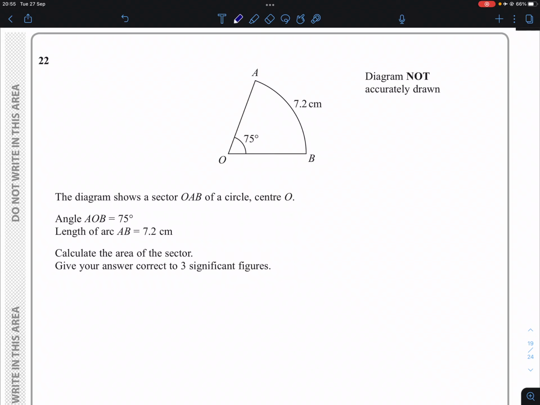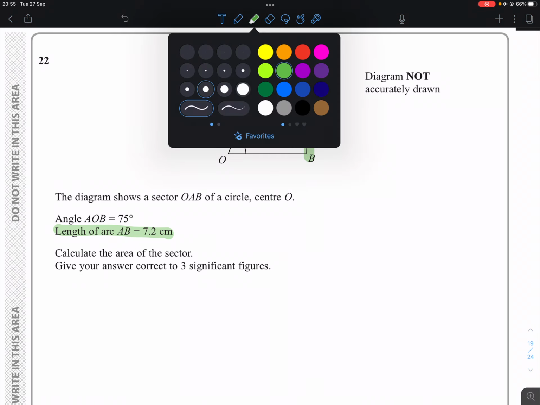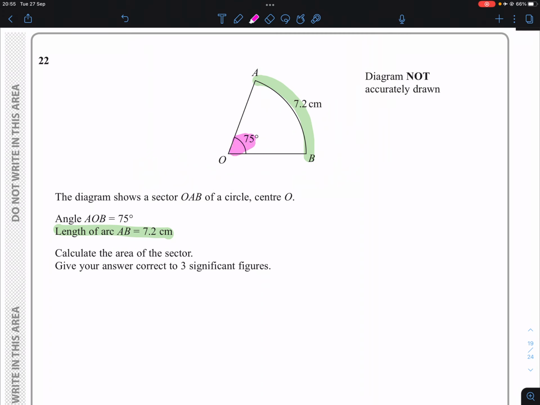Question 22. We have a picture that has a sector OAB. We have an arc length that is given as 7.2 here in words, but also here in the diagram. We have an angle in this sector of 75, and the question is asking us for the area of the sector. Now, the formula for the area of a sector is as follows.